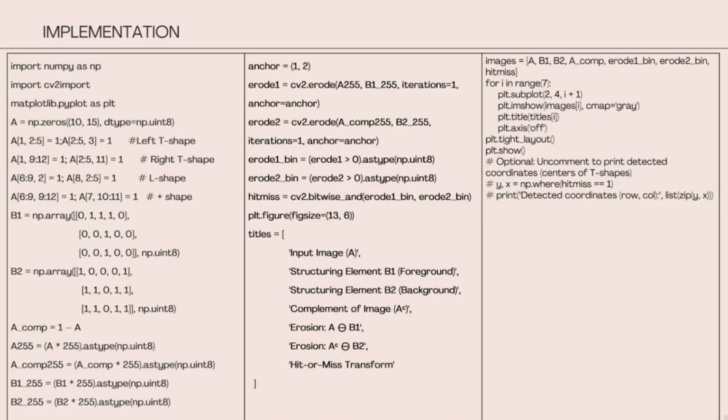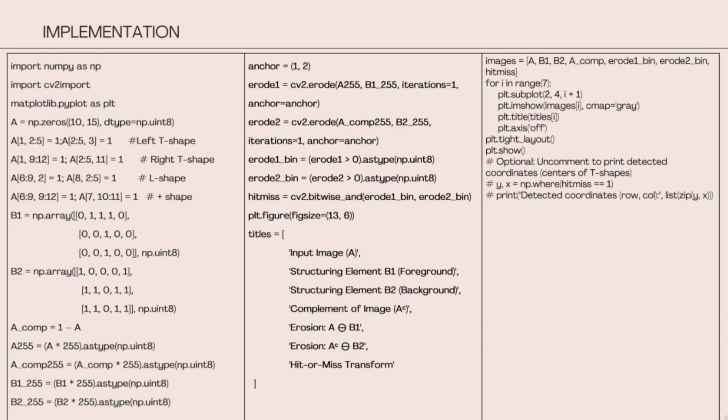This program shows how to use the hit or miss transform to find a particular shape, a T-shape, inside a binary image. We are using NumPy to create the image, OpenCV for the image operations, and Matplotlib to display the results. First, we create a 10 by 15 image filled with zeros. In this image, 0 means black and 1 means white. We draw a few small shapes, 2 T shapes, 1 L shape, and 1 plus shape, by setting some pixels to 1. This becomes our input image, where we want to find only the T shapes.